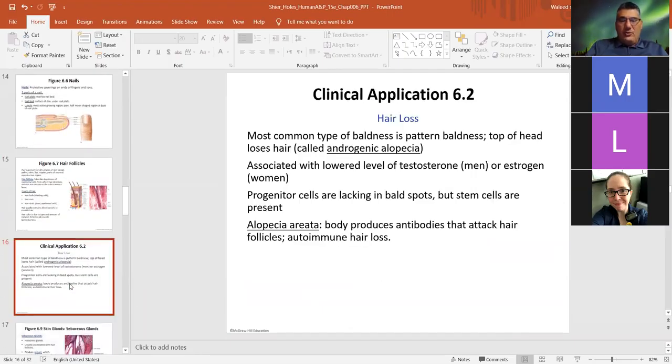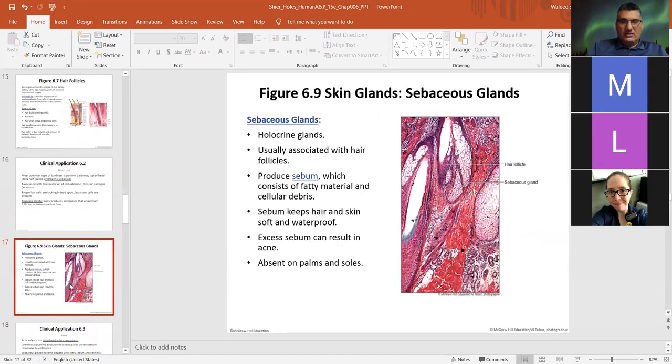Alopecia is when your hair follicles are not active anymore, so you start to lose your hair. This can happen with age, but some people can have antibodies against the hair follicles, an autoimmune reaction, which is called alopecia areata. It's a clinical application, not the most important.